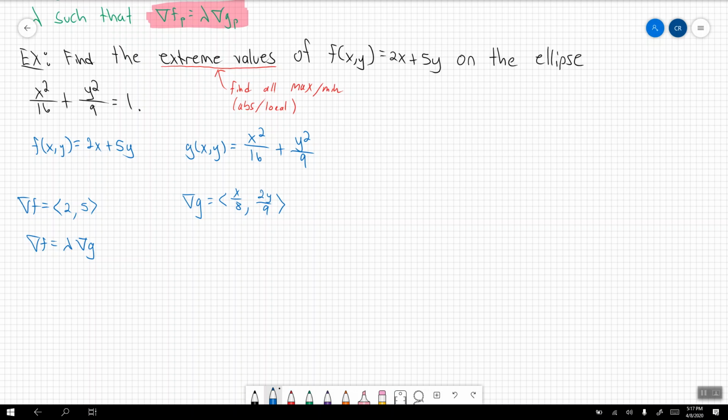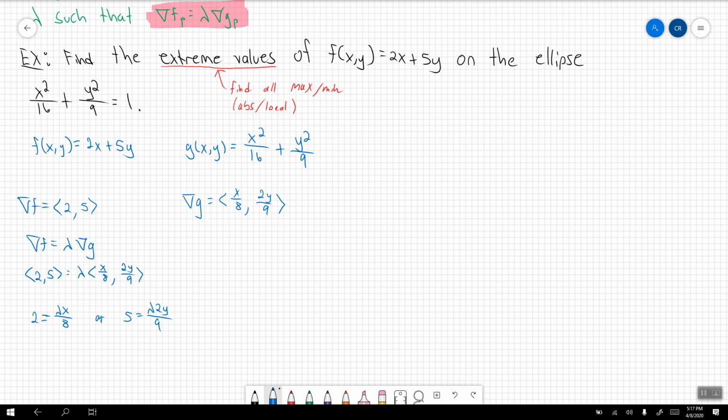So that's our job. Our job here is then to use this interpretation so that we can solve what is that lambda, what is that Lagrange multiplier. So in here, properties of vectors, this is multiplying by a scalar, and it's equal to this vector, which means 2 must be equal to lambda x divided by 8, and, or we could say or, 5 is equal to lambda 2y divided by 9.